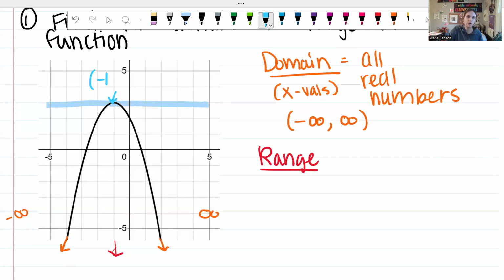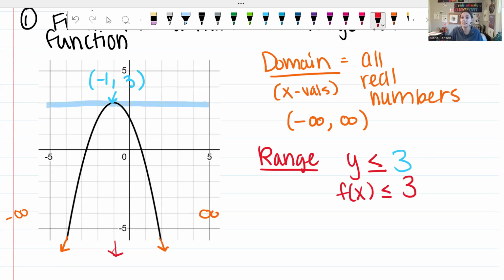This is the point -1, 3. So our range is all of the values below this 3. So our range is all y values that are less than or exactly equal to 3. I could also write this as f of x is less than or equal to 3. Or I could say that we have all of the negative numbers from negative infinity all the way up to this point 3, and it is equal to 3.